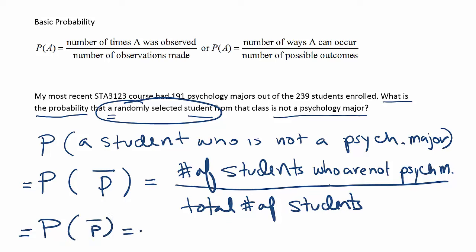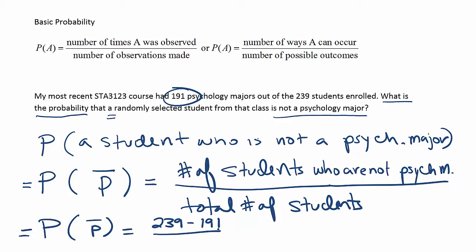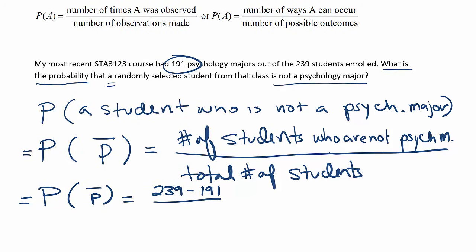All right, so we're going to have probability of not a psychology major equal to, well, how do we get the number of students who are not psychology majors? We know that 191 students are psychology majors, and there are 239 total students. So to get the ones that aren't psychology majors, it should be just a difference, right? 239 minus 191. That will give us the number that are actually not psychology majors. Then we need the total number of students, which is 239.